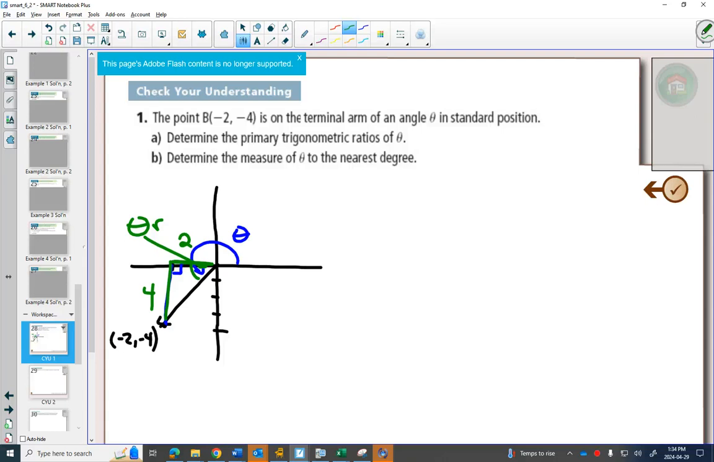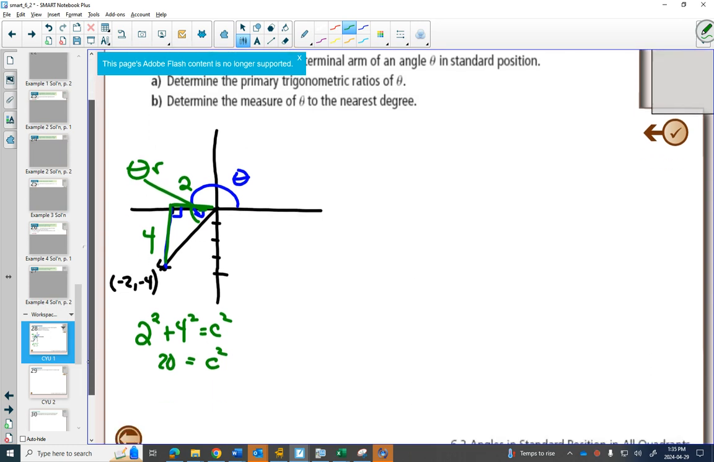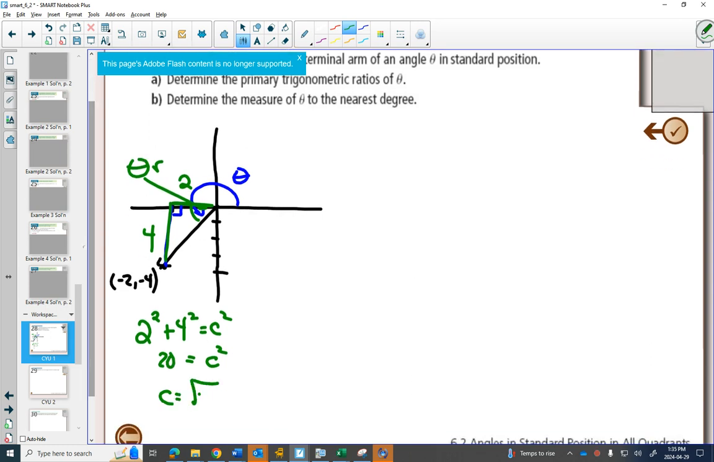How could you find the hypotenuse? A squared plus b squared equals c squared. Square root of 20. Can you simplify this? It would be 2√5. So I now know that this length right here is 2√5.